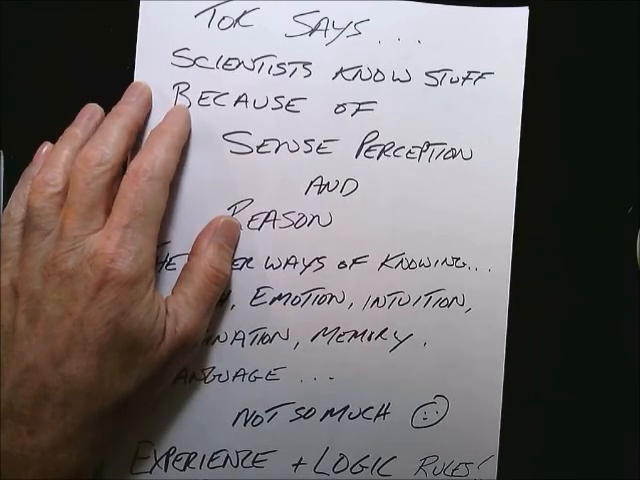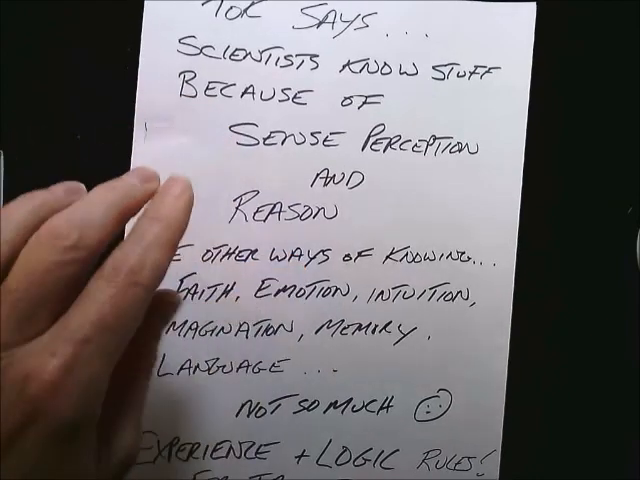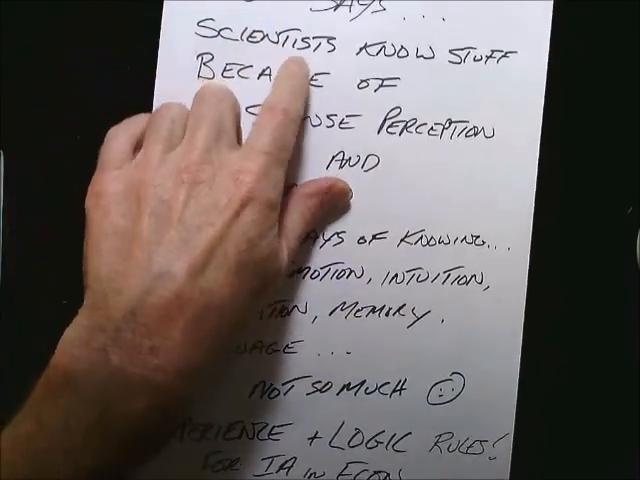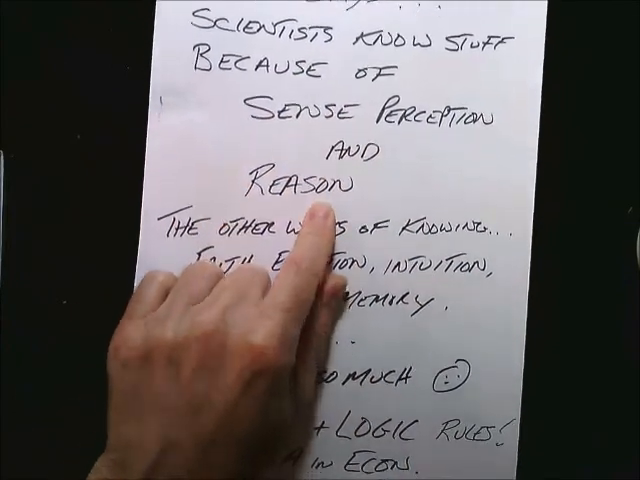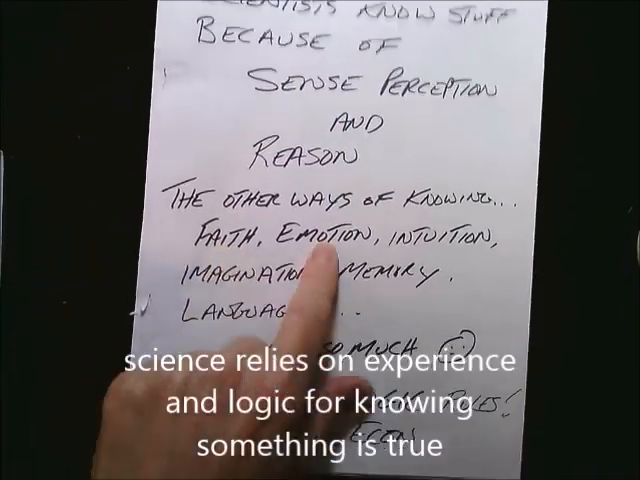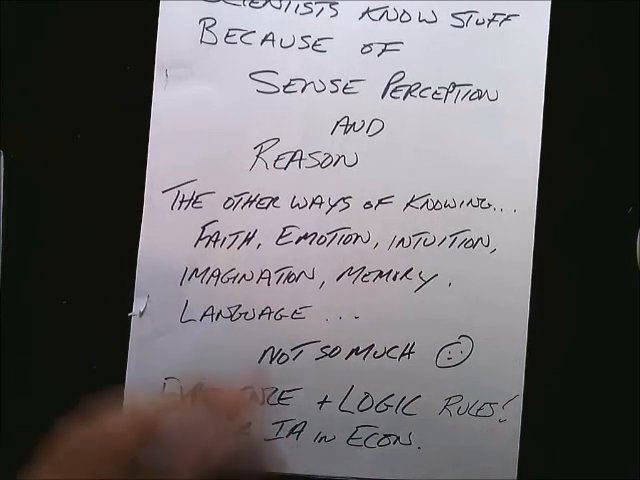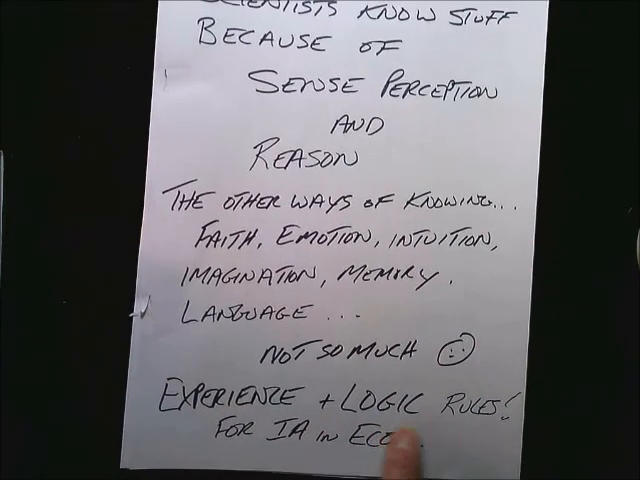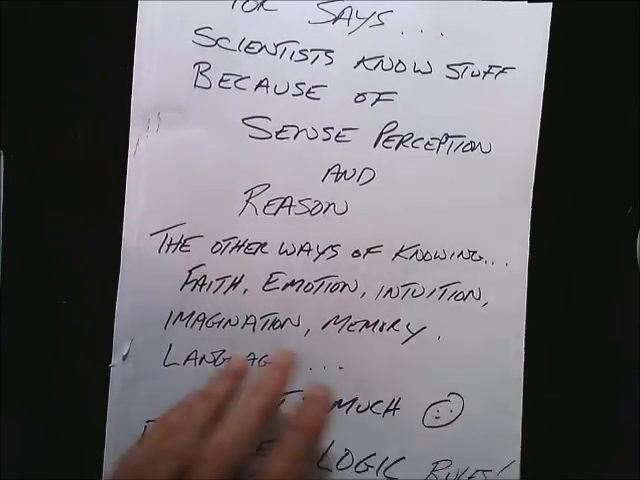Okay, so TOK says scientists know stuff because of sense perception, experience and logic. I shouldn't have said scientists here, but science. Science knows stuff because of sense perception and reason. Scientists, the people, know things through faith, emotion, intuition, language, all the other ways of knowing. But science, not so much. So experience and logic are how we know things in economics, in social sciences, in science.